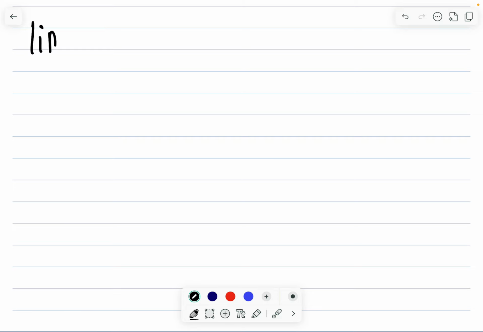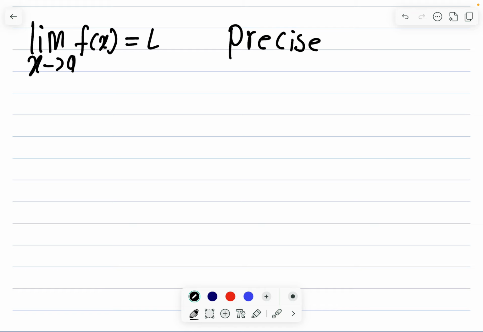Suppose we have the limit as x approaching a of f of x equals L. How can we use the precise definition of a limit to explain that?